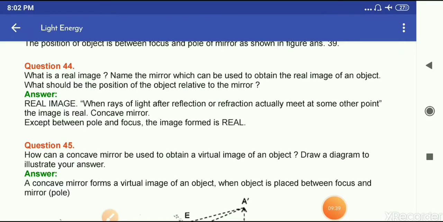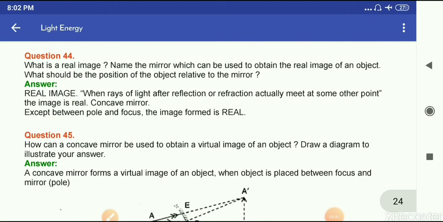Question number 44. What is a real image? Name the mirror which is used to obtain the real image of an object. What should be the position of the object relative to the mirror?